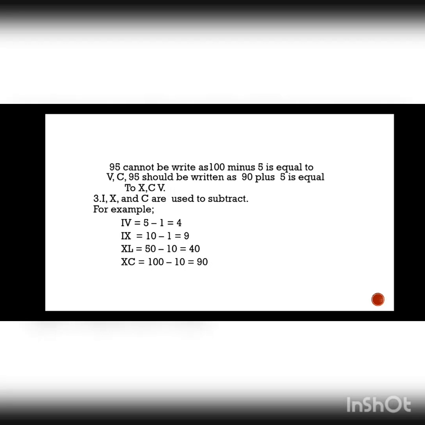For example, IV is equal to 5 minus 1. IX is equal to 10 minus 1. XL is equal to 50 minus 10. XC is equal to 100 minus 10.